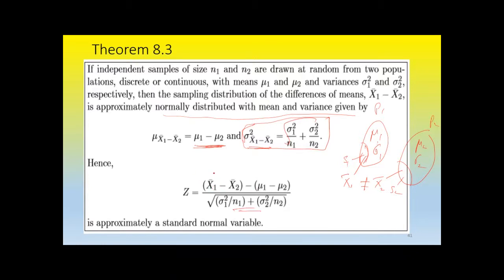X1 bar minus x2 bar. This is in the same format, x minus mu over sigma. X is replaced by the difference of the sample means. Mu is replaced by the difference of the population means, mu1 and mu2, isn't it? Sigma is replaced by sigma square for x1 bar minus x2 bar. So you have all this information substituted in the formula, and then you convert the two samples into a Z transformation, one Z variable, and use the normal table to find the probability.